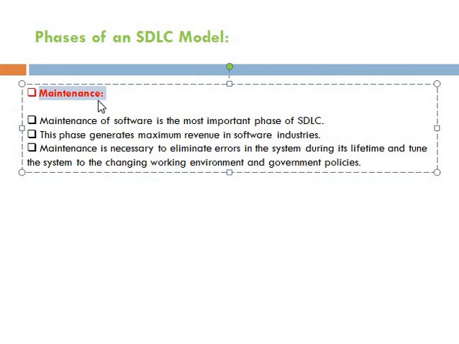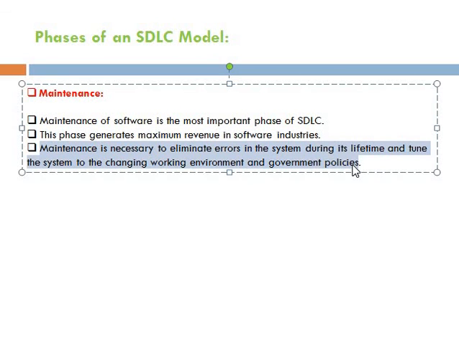Then the last phase of the software development lifecycle model is the maintenance phase. This phase starts just after the implementation phase. So once the software is being implemented at the client side, the maintenance of software is also one of the important factors of a software development lifecycle. And it is this maintenance phase which generates the maximum revenue in the software industries.